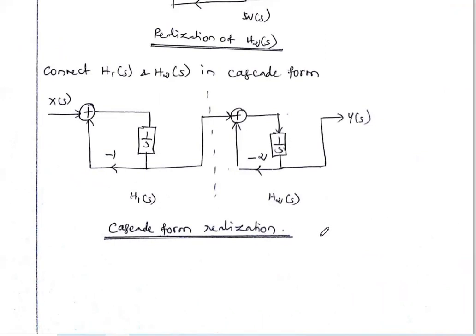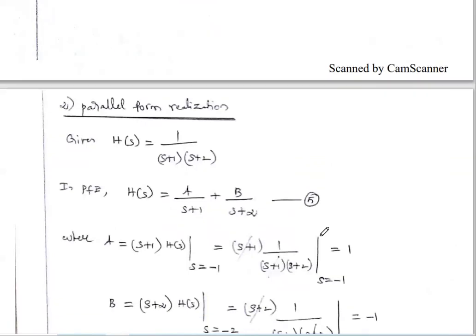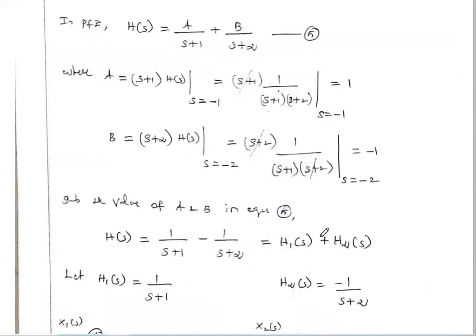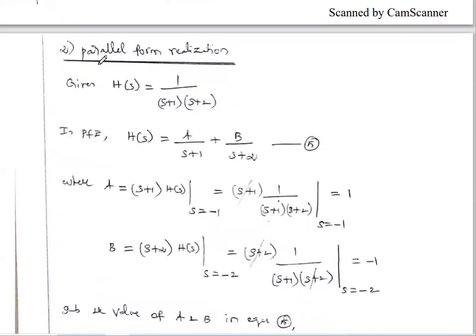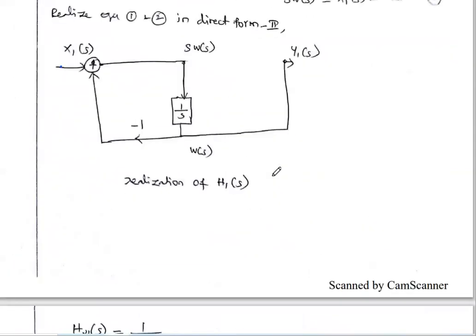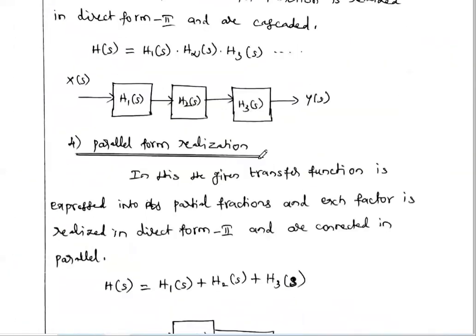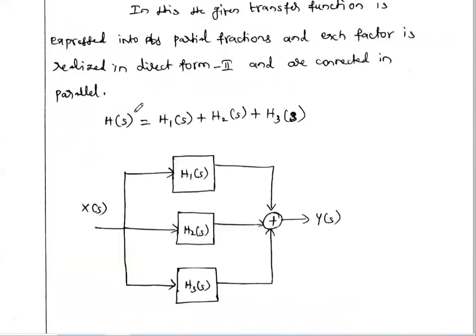And the next one, we are going to solve the same problem in parallel form realization. In parallel form realization, the given transfer function H of S can be split as H1 plus H2. I already told you.